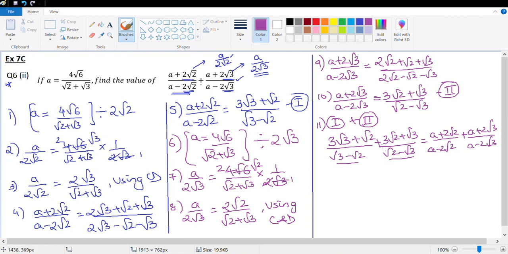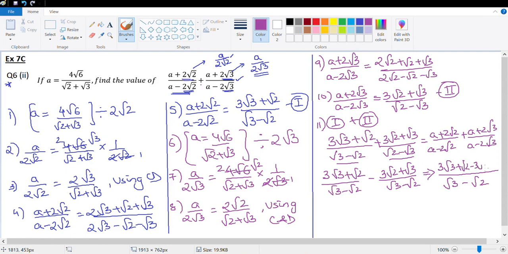So let's change the sign between these two terms. So we have (3√3 + √2)/(√3 − √2) − (3√2 + √3)/(√3 − √2). So let's take the LCM. This becomes √3 − √2. In the numerator, we get 3√3 + √2 − 3√2 − √3.